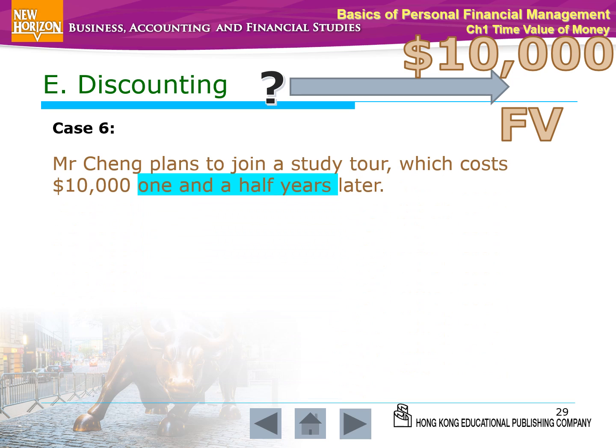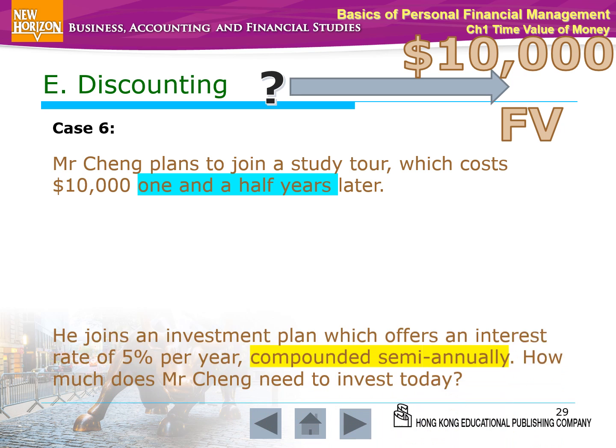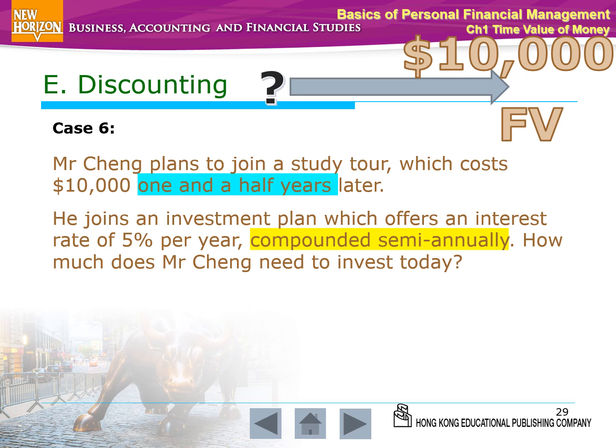Okay, case 6. Mr. Chen plans to join a study tour which costs $10,000 1.5 years later. Again, you identify this amount, $10,000, as a future value. So you are asked to find the present value of the investment plan, which offers an interest rate of 5% per year, compounded semi-annually. You should note that semi-annually. Okay, how much does he need to invest today?